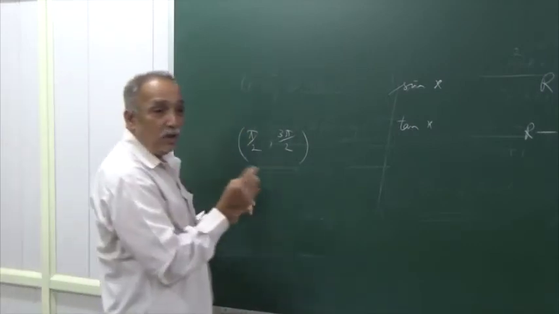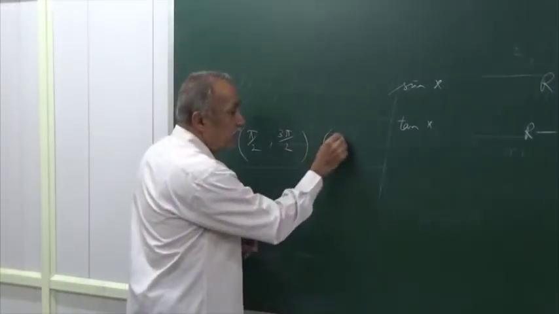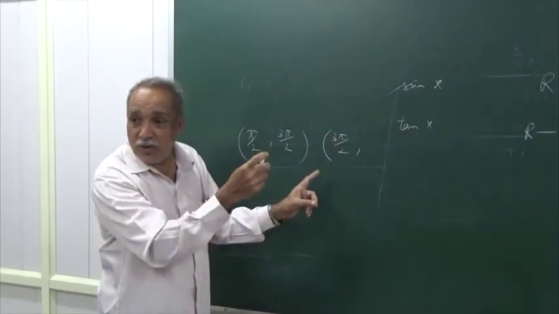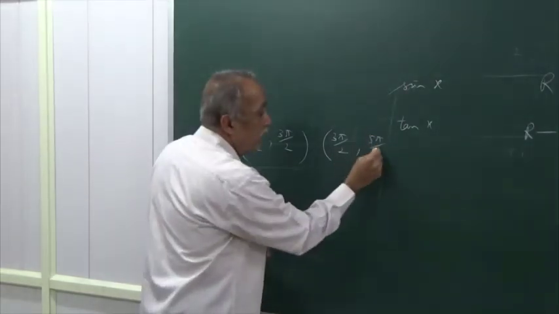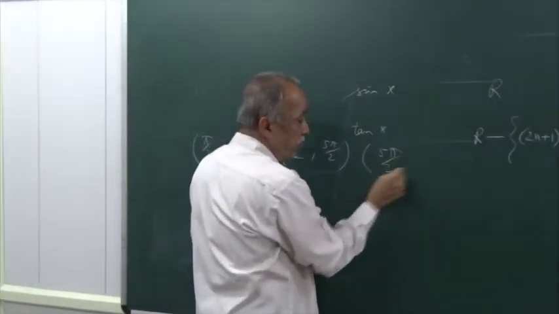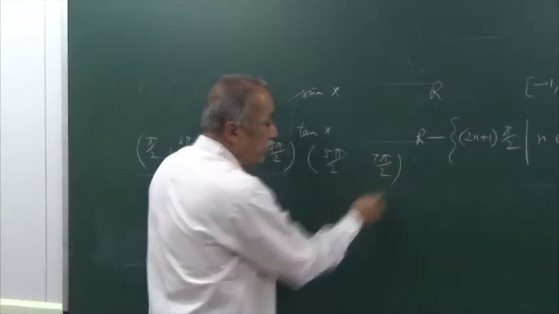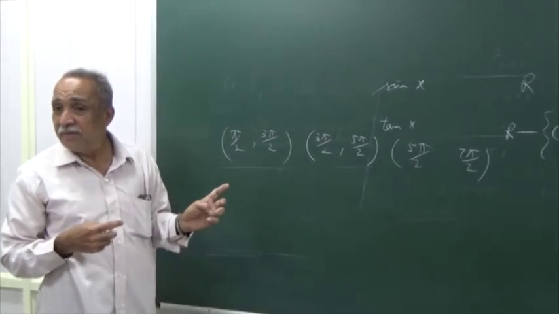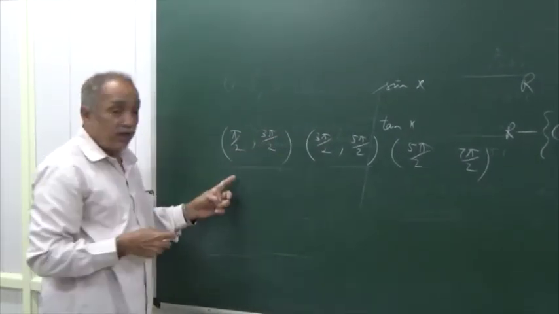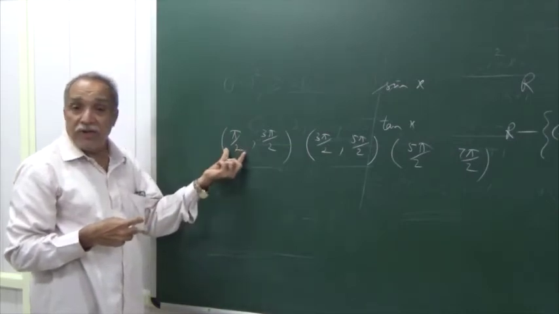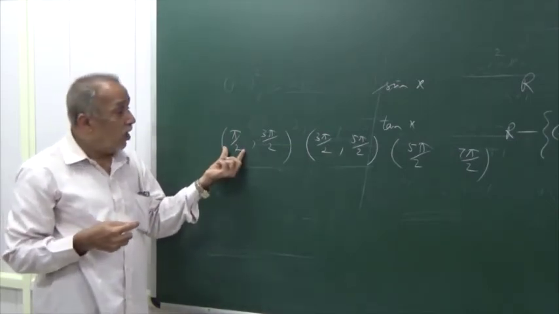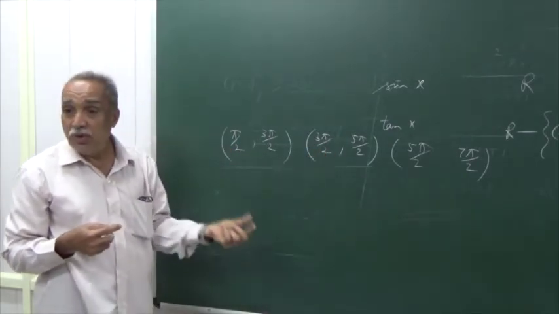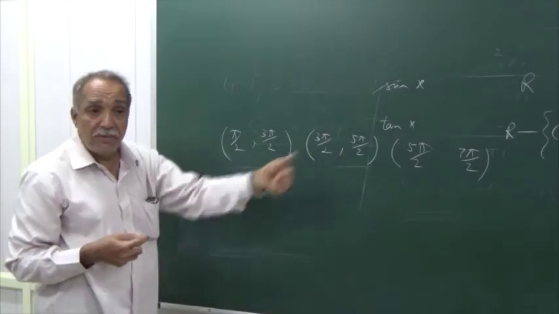Next interval belonging to the domain will start from 3 pi by 2. 3 pi by 2 to be excluded. It will go up to 5 pi by 2. Next interval starts at 5 pi by 2, goes up to 7 pi by 2. Can you give a general representation for this interval? Consider any of the intervals. What is its left end point? It's a multiple of pi by 2. What kind of multiple of pi by 2? Do you have all multiples of pi by 2 here? No. You have only odd multiples of pi by 2.